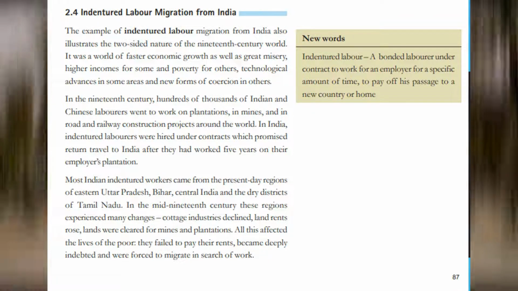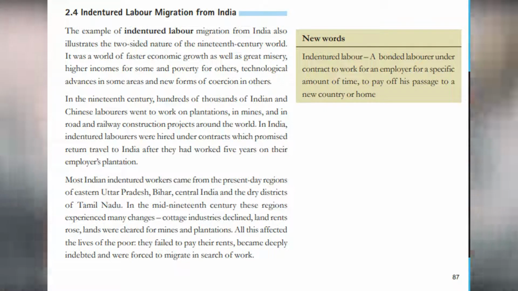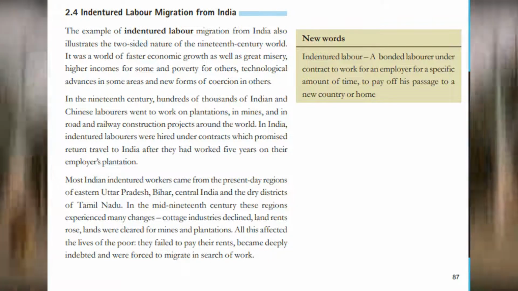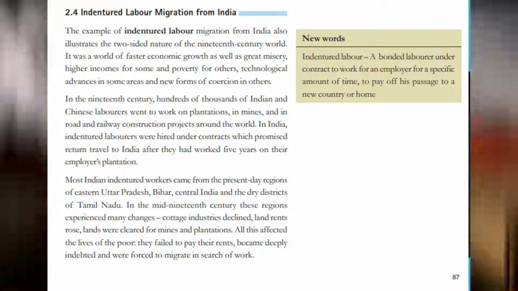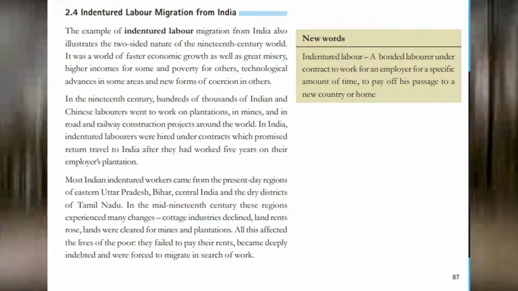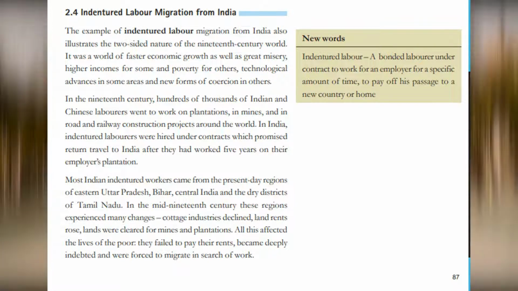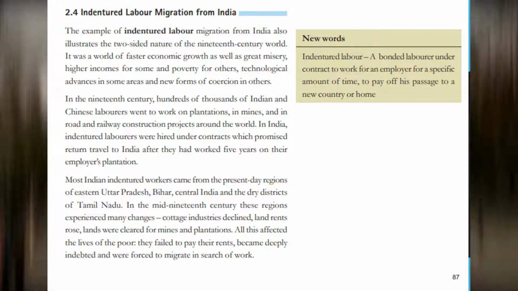In the mid-19th century, these regions experienced many changes. Cottage industries declined, land rents rose, lands were cleared for mines and plantations. All this affected the lives of the poor. They failed to pay their rents, became deeply indebted and were forced to migrate in search of work. New words: indentured labor, a bonded laborer under contract to work for an employer for a specific amount of time, to pay off his passage to a new country or home.